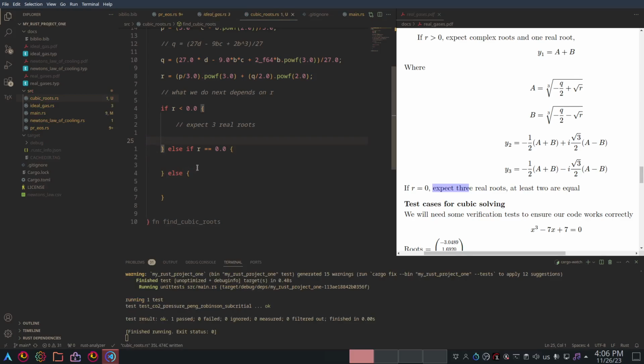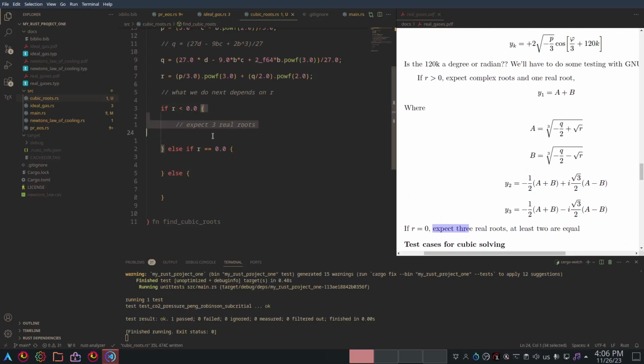This is an if else statement in Rust. So if r is less than 0, do some code. Else if r is equal to 0, do some code. And if r does not satisfy either of these two criteria, then we execute the third set of code. So this is expect 3 real roots, 2 of which are equal.